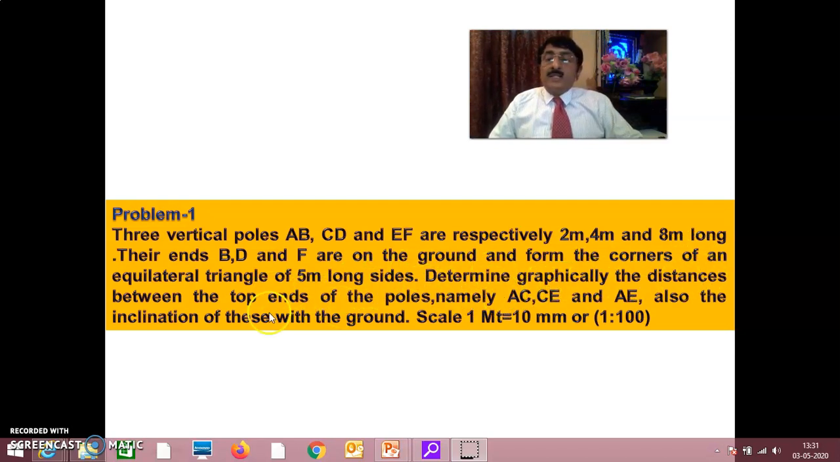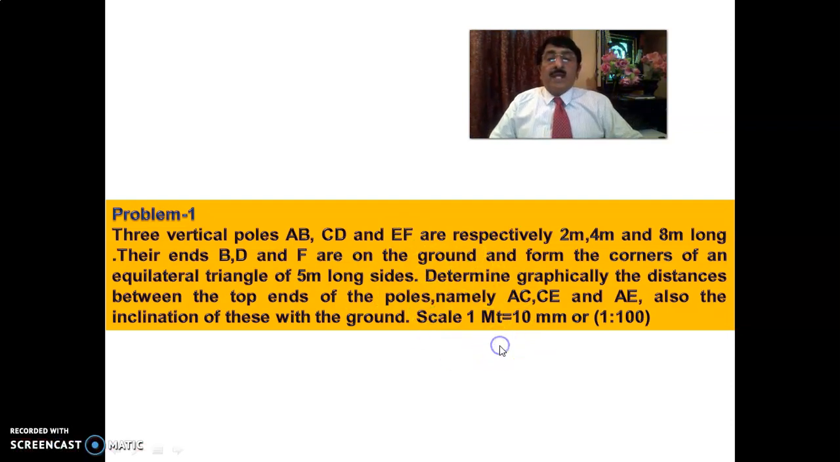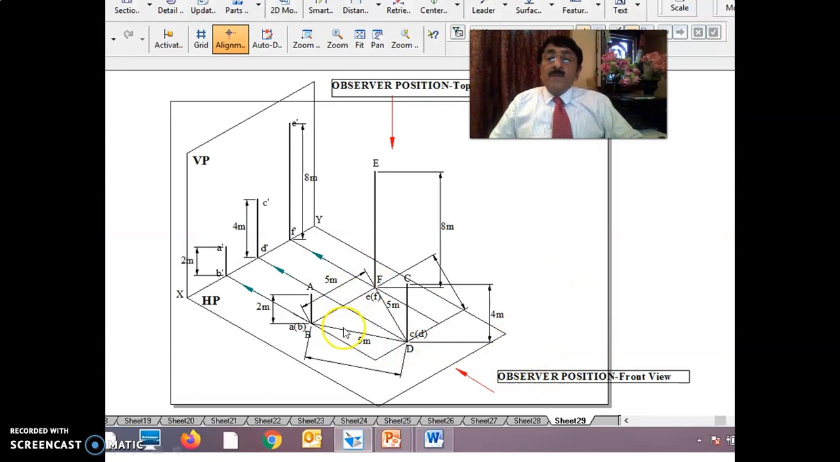Determine graphically the distances between the top ends of the poles, namely AC, CE and AE, and take a scale of 1:100, that is 1 meter is 10 mm and all that. They are given the scale, so it becomes easy. Okay, now first I'll tell you how exactly this problem looks in a 3-dimensional way. Okay, see here, please follow.